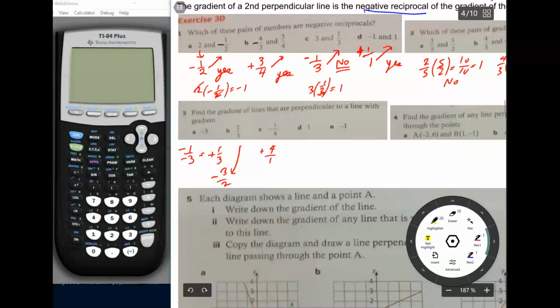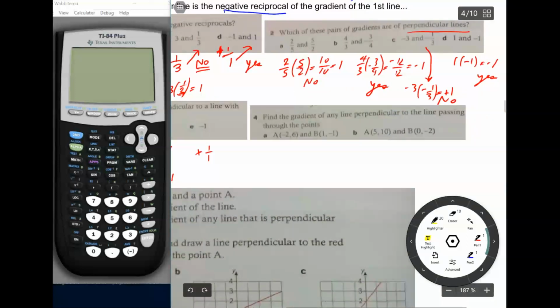And I can check my answer by taking the answer I get and multiplying it times the original gradient, and I should get -1, and I do. So that's a way to check to see that you're getting the right negative reciprocal gradient. What's the reciprocal of 1? It's just 1, and I take the negative of that to find the negative reciprocal. What is the reciprocal of -1? It's -1 over 1. And I take the negative of that, it's +1.